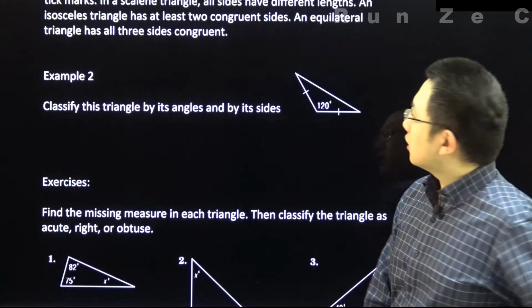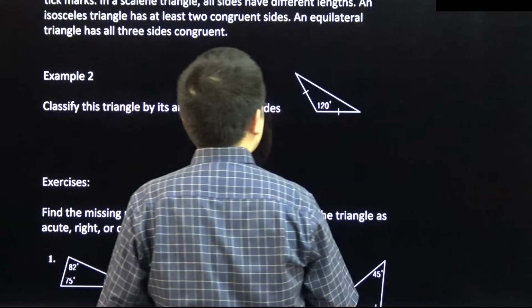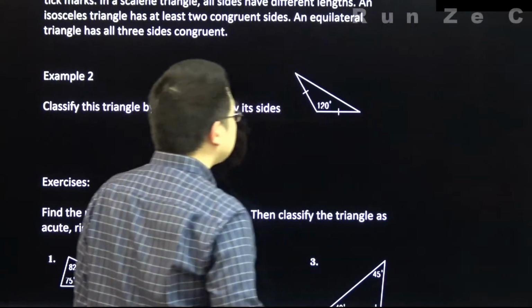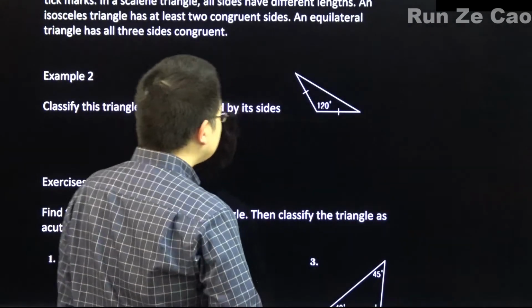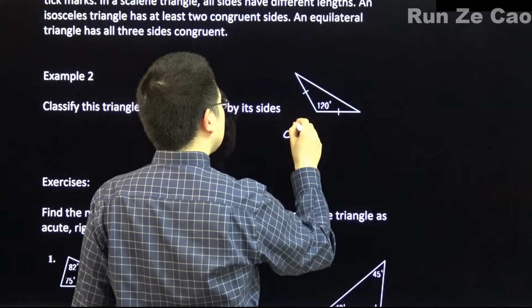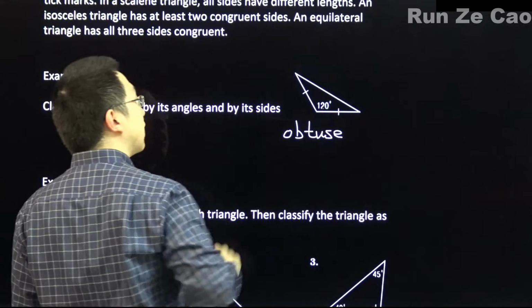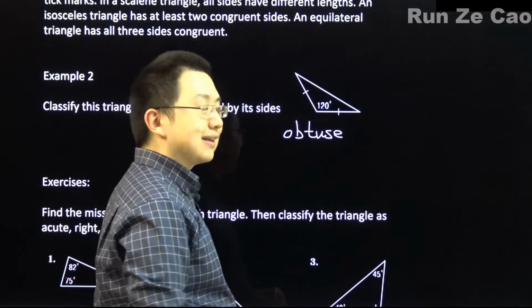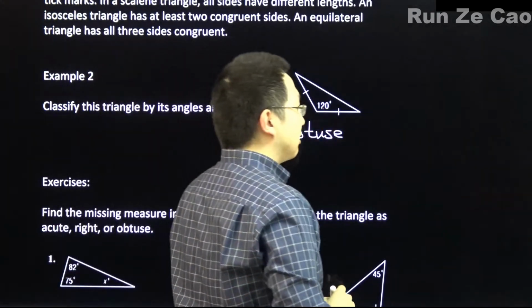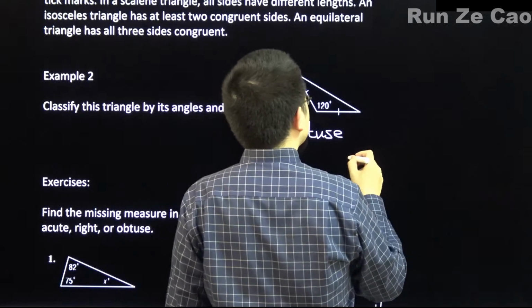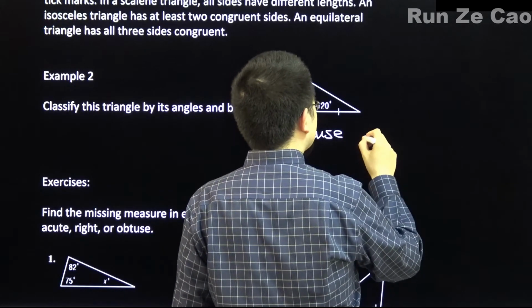This triangle here, we see that it has 120 degrees at one of its angles, which is greater than 90. So it's obtuse. And we see that two of the sides are marked using these little lines as being congruent. So it's isosceles.